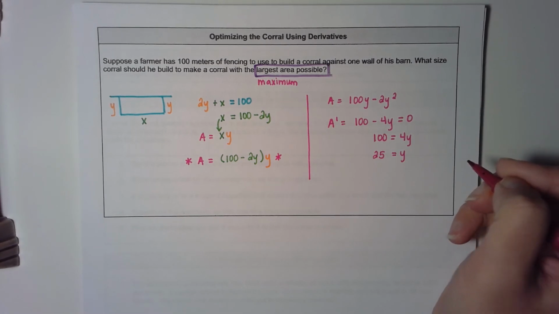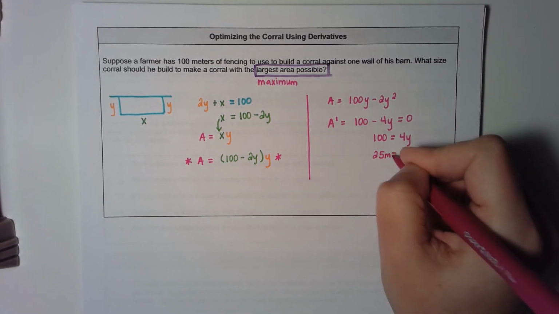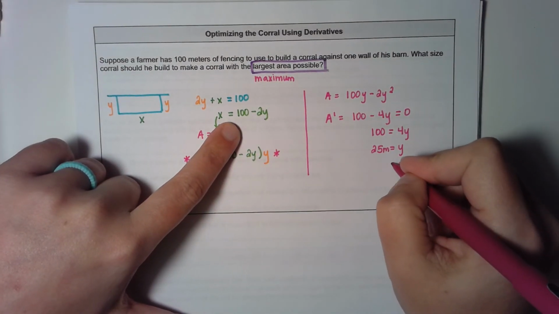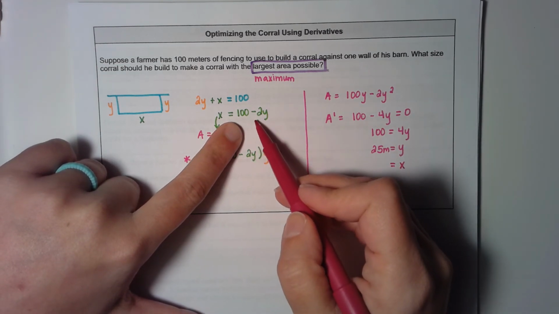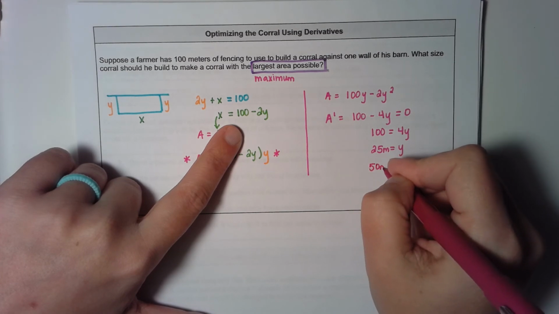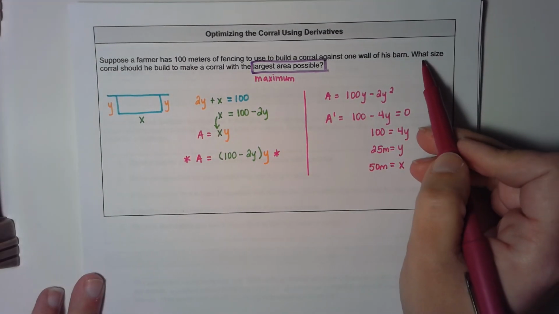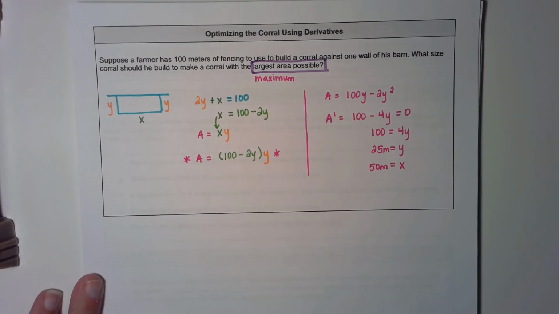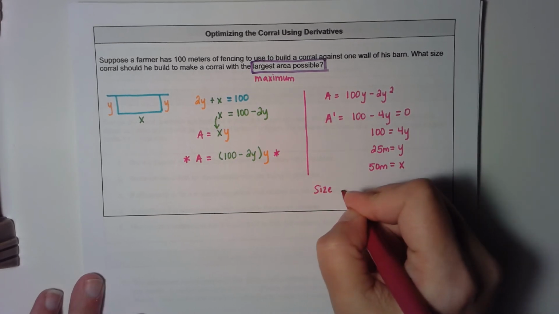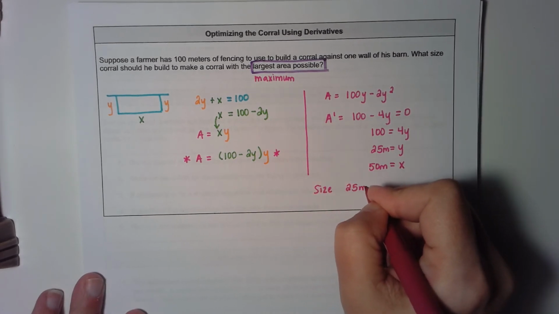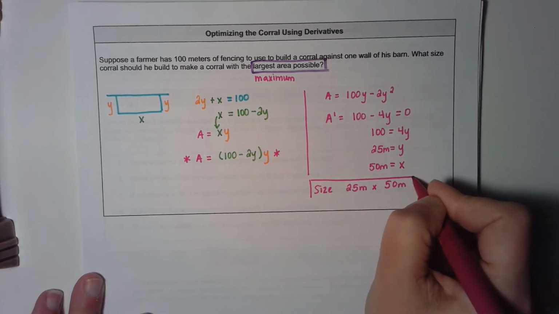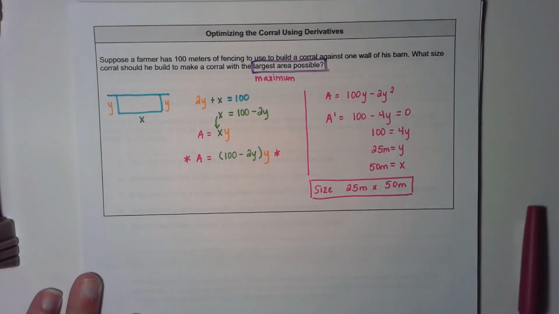Now, once I know that y is 25, in this case 25 meters, I can substitute that back in over here to find x. So x would have to be 100 minus 2 times 25, so 100 minus 50, which is 50 meters. Now, the question said, what size corral should he build to make a corral with the largest possible area? So the size should be 25 meters by 50 meters. And that's going to give us the largest corral possible, guaranteed.